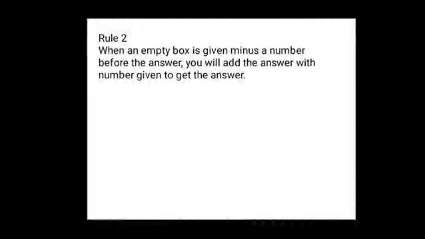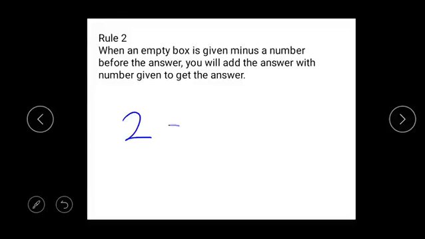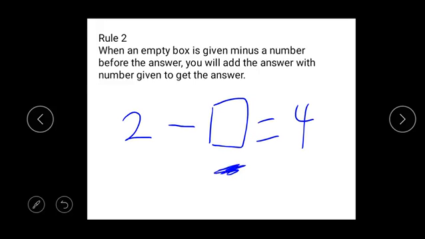Remember that in rule one, we said we can have a number like 2, minus a box is equal to 4. That is what we did yesterday. That is rule one. The box is always here, at the second part.